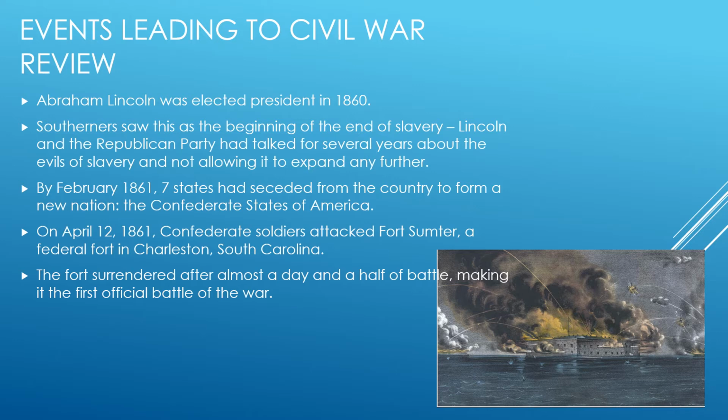Shortly after, in April of 1861, Confederate soldiers attack Fort Sumter, which is a federal fort in Charleston, South Carolina, meaning it was controlled by the U.S. government. They are attacking basically as a show of, we are our own nation, we will do what we want. And it's the first official battle of the Civil War. The battle lasts for about a day and a half before the fort surrenders, making it the first official battle and first official victory for the South.